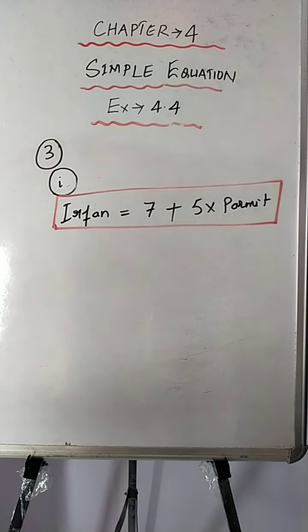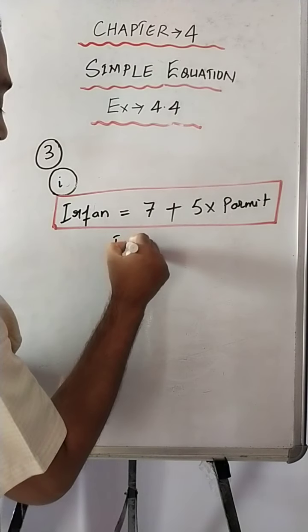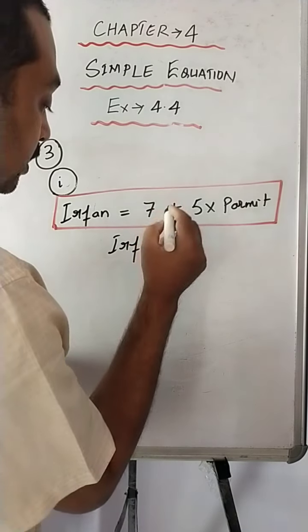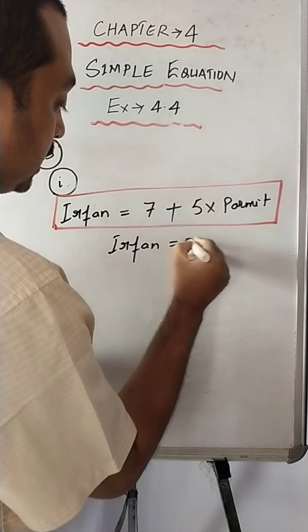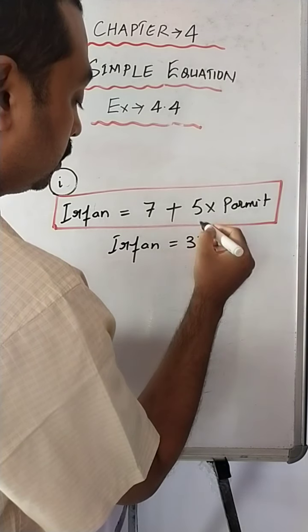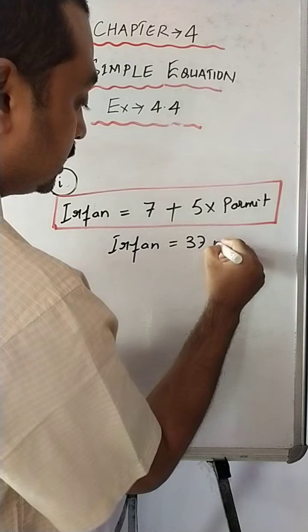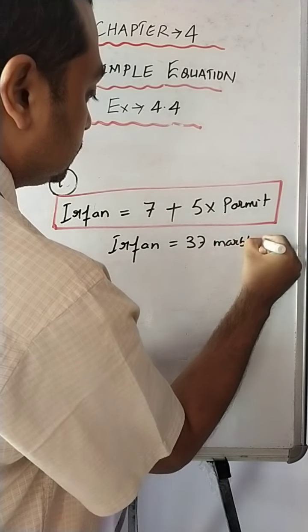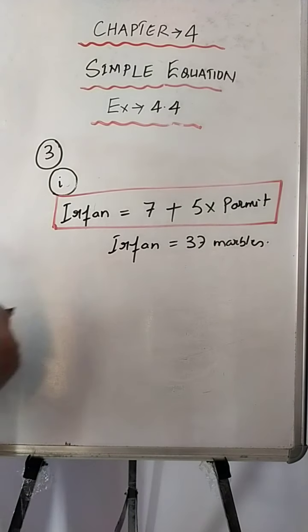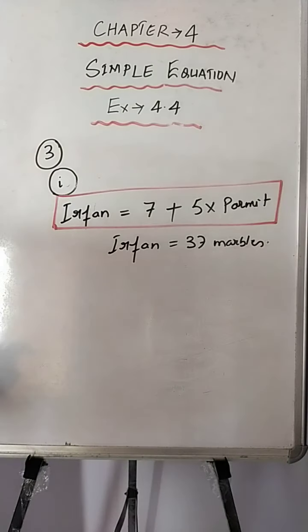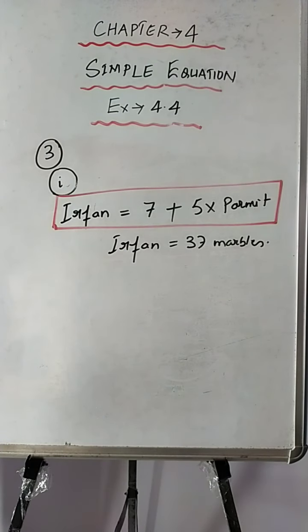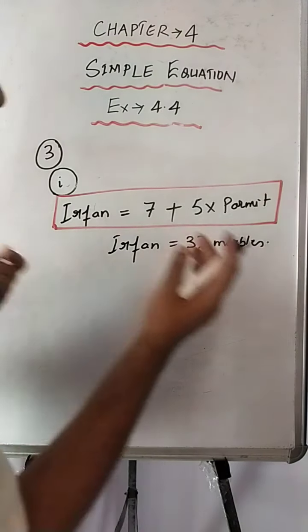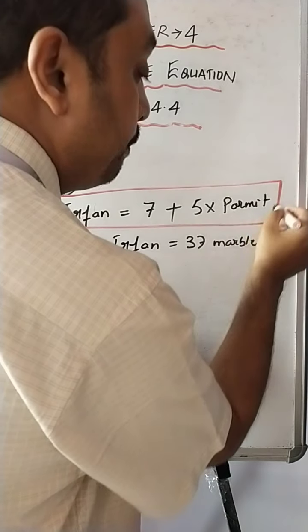Now what are the more details given in the question? Irfan has 7 marbles more. They have also said Irfan has 37 marbles. Irfan is having 37 marbles. So what do we have to find out? We have to find out how many marbles Parmit has. We do not know how many marbles Parmit is having.